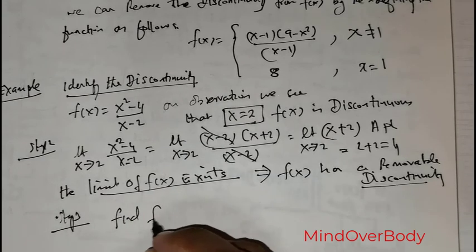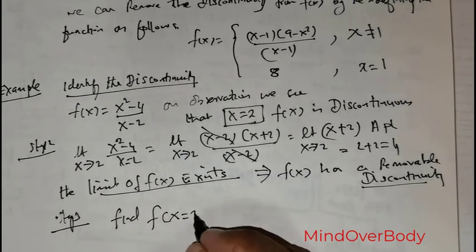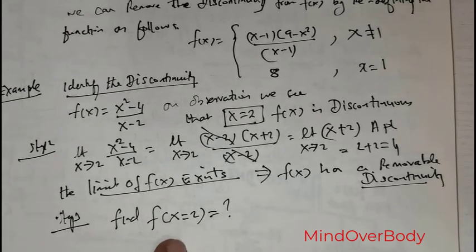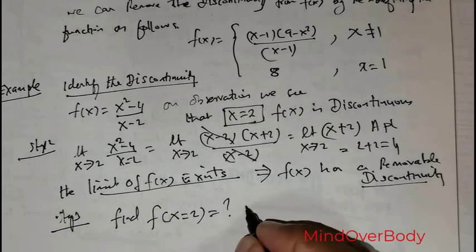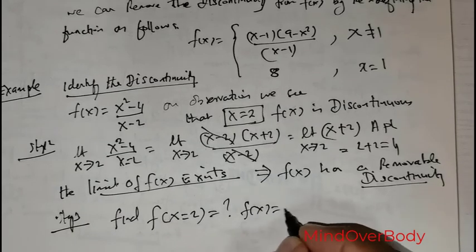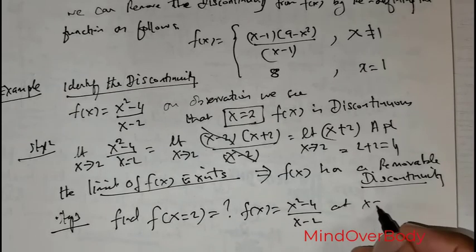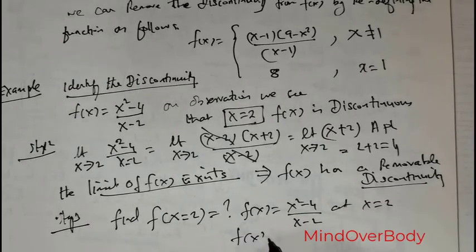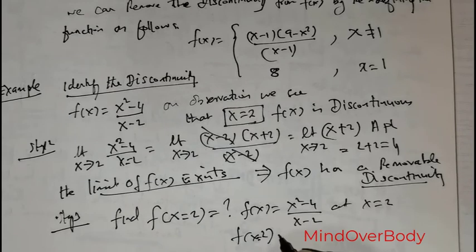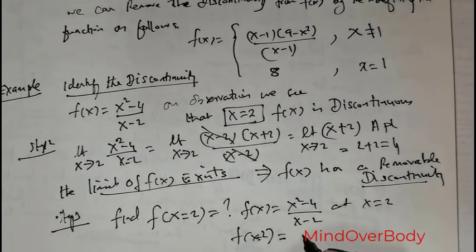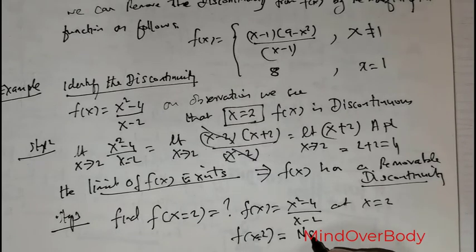f of 2. We got to get this value. Now we know that f of x is x squared minus 4 divided by x minus 2. At x is equal to 2, the value f of 2 doesn't exist, or I should say, the better way to say it, at x is equal to 2, the function becomes undefined, or the function is not defined.